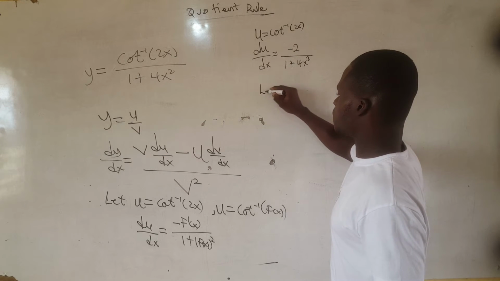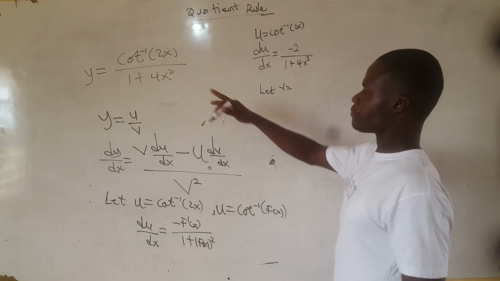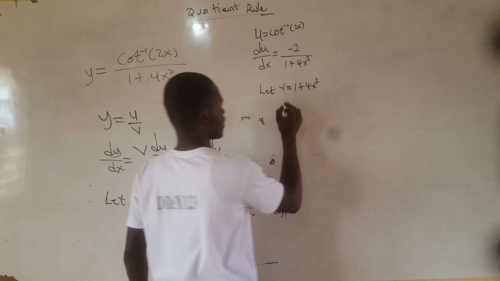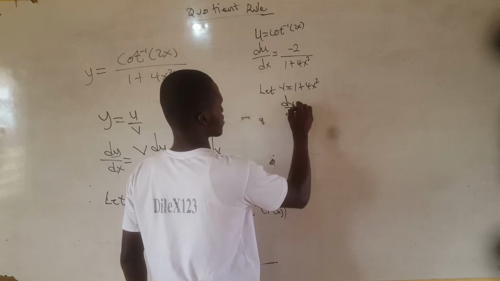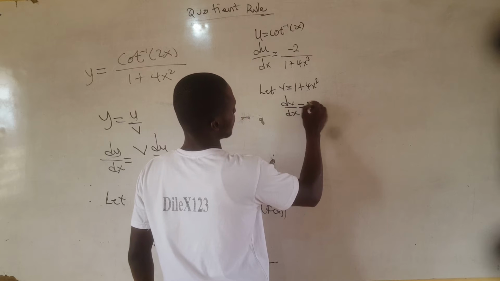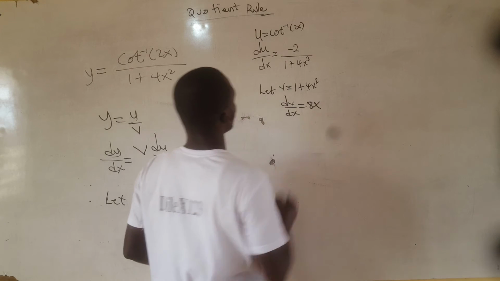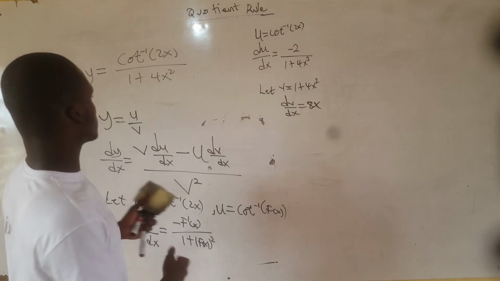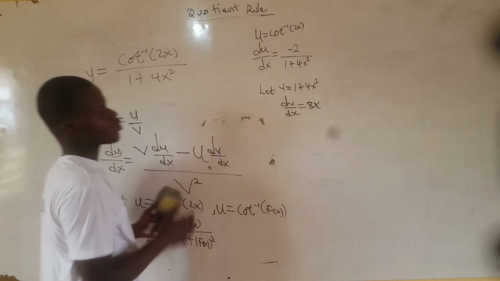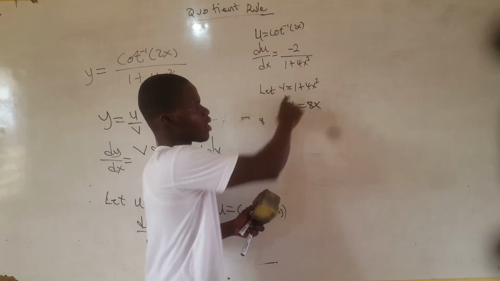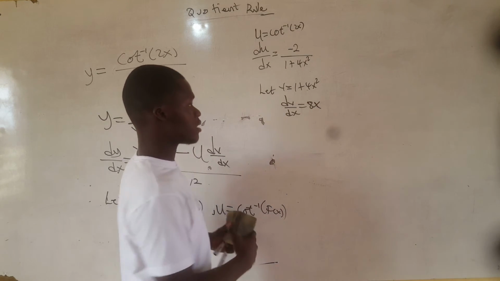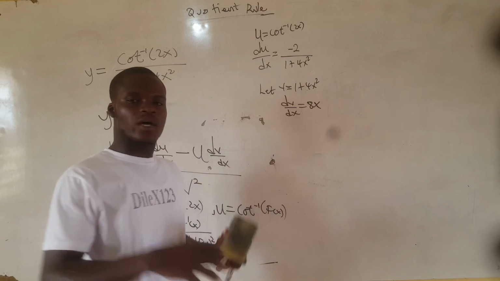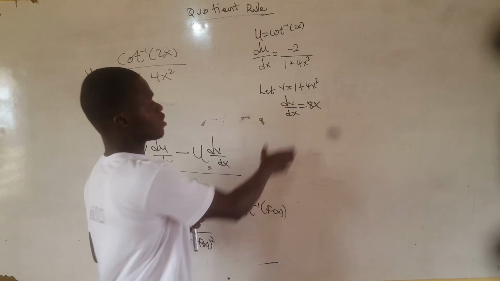Now let's go for v. So let v equal 1 plus 4x squared. So let's differentiate v. That will give us dv dx to be equal to 8x. When we want to differentiate this, when we differentiate 1, we get 0 because 1 is a constant. When we differentiate 4x squared, we get 8x. We multiply 2 by 4, and then we reduce the power of x by 1. So this is what we have.